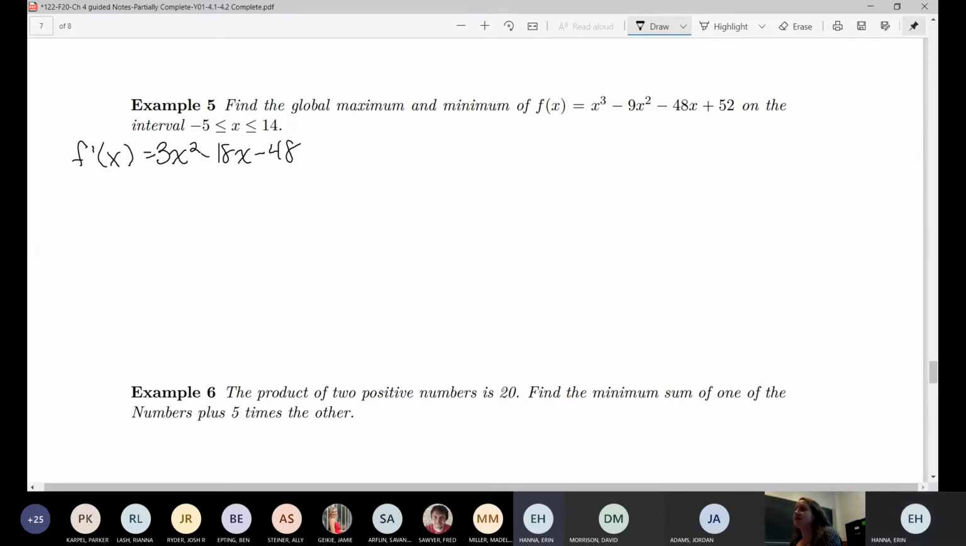We've got to set that equal to 0, so I would suggest trying to factor this. There's a 3 in common between all of my numbers, so I'm going to go ahead and pull it out.